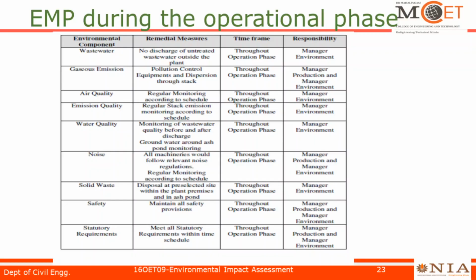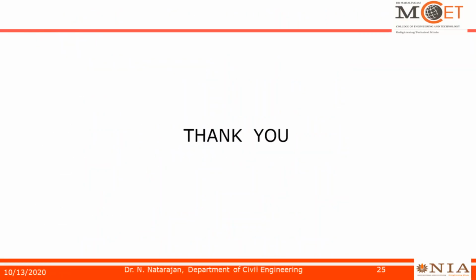So we have actually seen the case study or a sample environmental management plan for a particular coal-based thermal power plant, right? So we have seen what are the different actions they are taking, and also we have seen the list of environmental components as well as the remedial measures that are to be taken for each of the environmental components, what is the time frame and who is responsible for that, right? So thank you.